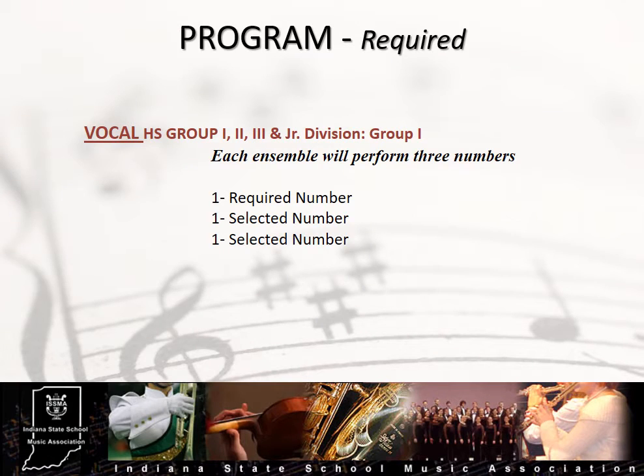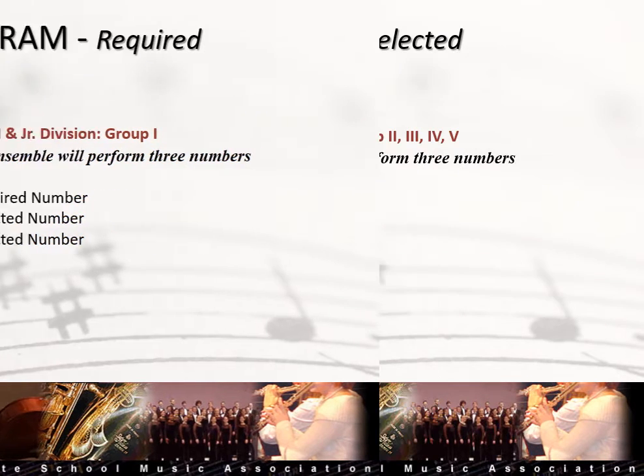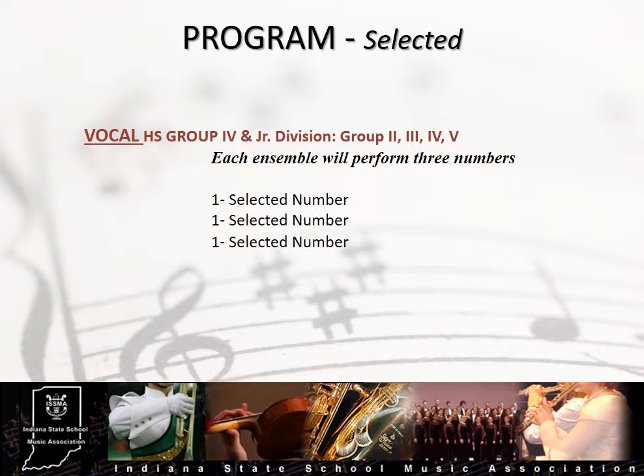As you have seen from the previous slides, each performing ensemble must sing 3 numbers. Only upper group levels, marked in burgundy on this slide, for the high school groups 3, 2, and 1, and junior high division group 1 have a required number. This slide reminds you that the vocal groups in group 4 for high school and junior divisions 2 through 5 have 3 selected numbers.